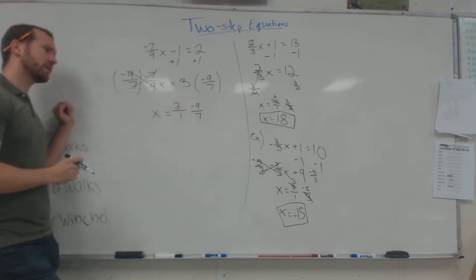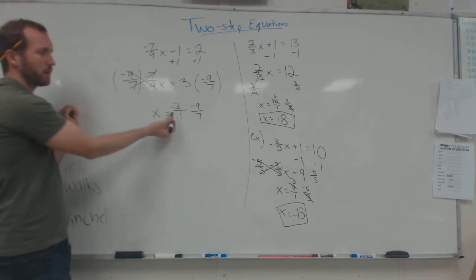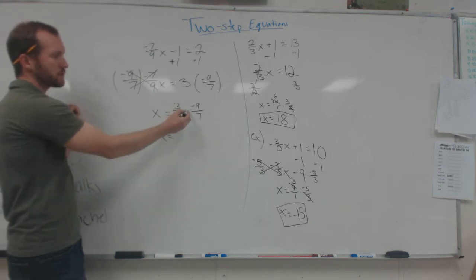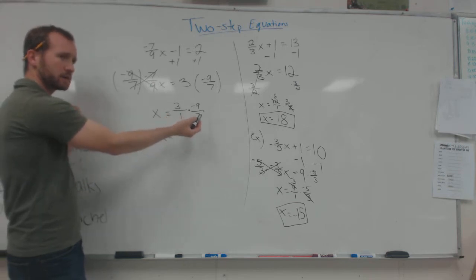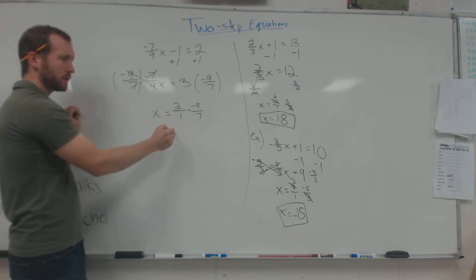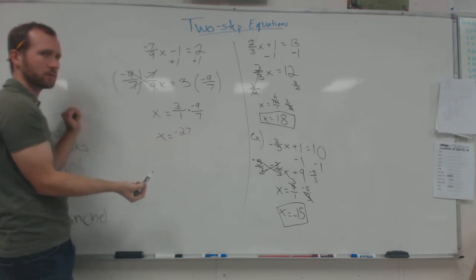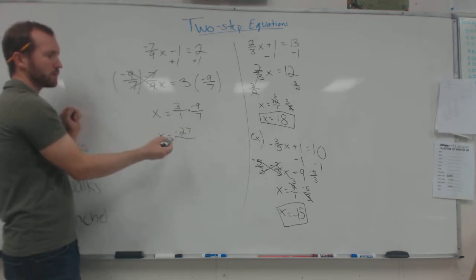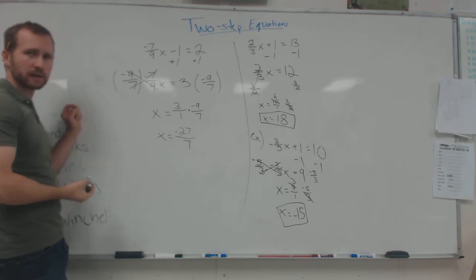What is 3 times negative 9/7? When I'm multiplying two fractions, I multiply the numerators, which is 3 times 9, 27. Is it positive or negative? It's negative, because a positive times a negative is a negative. Multiply the denominators, 1 times 7, so I have x equals negative 27/7.